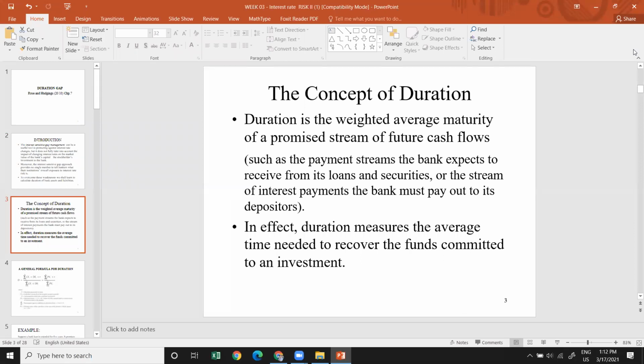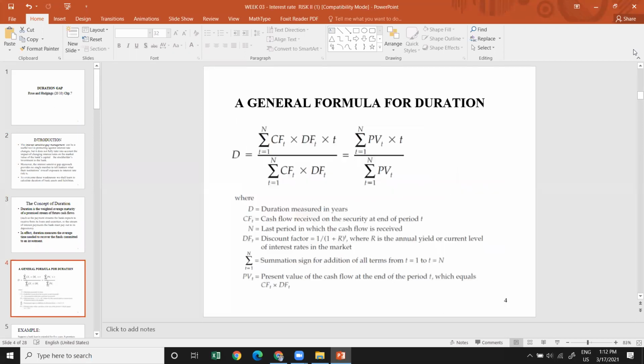In fact, the duration measures the average time needed to recover the funds committed to a certain investment. So there's a general formula which is given here. We are going to apply this formula to estimate the duration. Duration is measured in terms of the number of years.